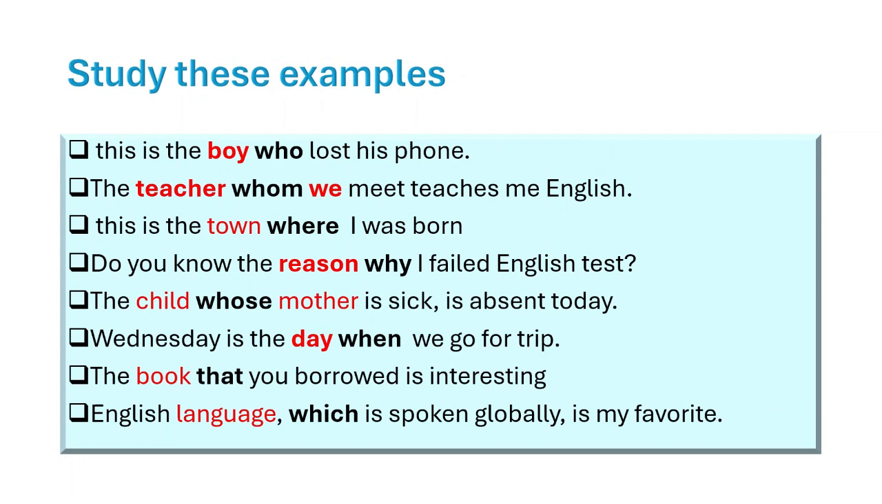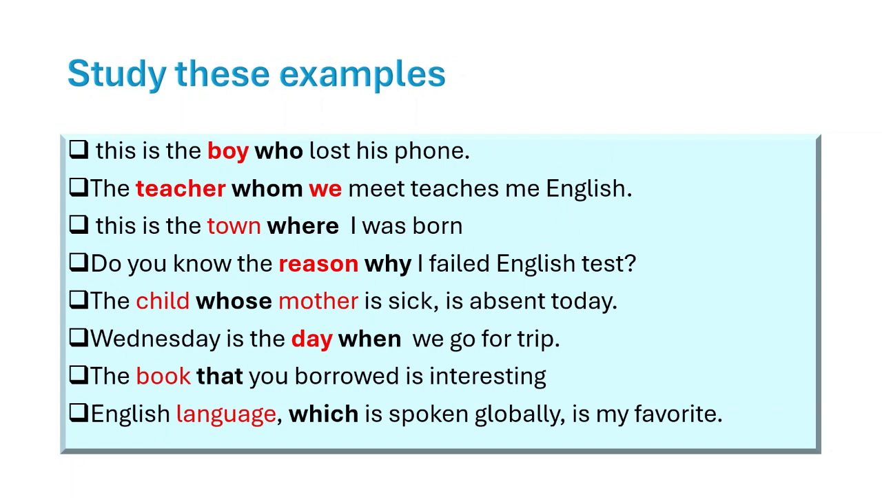We have said that who refers to a person. The first sentence says, this is the boy who lost his phone. This who refers to the boy. It shows what kind of boy we are referring to. He is the boy who lost his phone. So this relative who is followed by the verb lost. It acts as the subject of the verb to lose, lost.